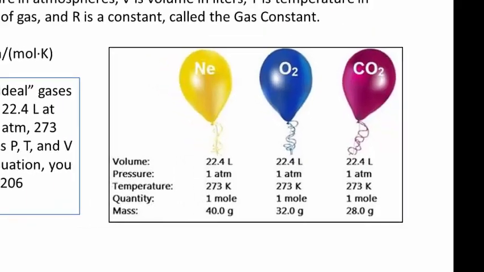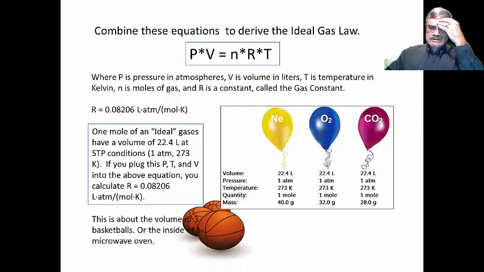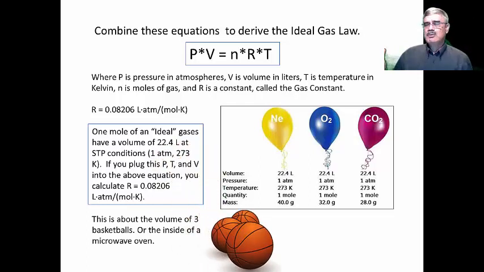Now, if you can remember 22.4, how big is that? Well, that's like 3 basketballs. It's 22.4 liters, or it's about the volume inside of your microwave oven. But if you can remember 22.4 liters and 1 atmosphere and 273 and 1 mole of gas, and plug those numbers into the equation PV equals nRT, you can solve for R. And you would find that the R would be 0.08206.